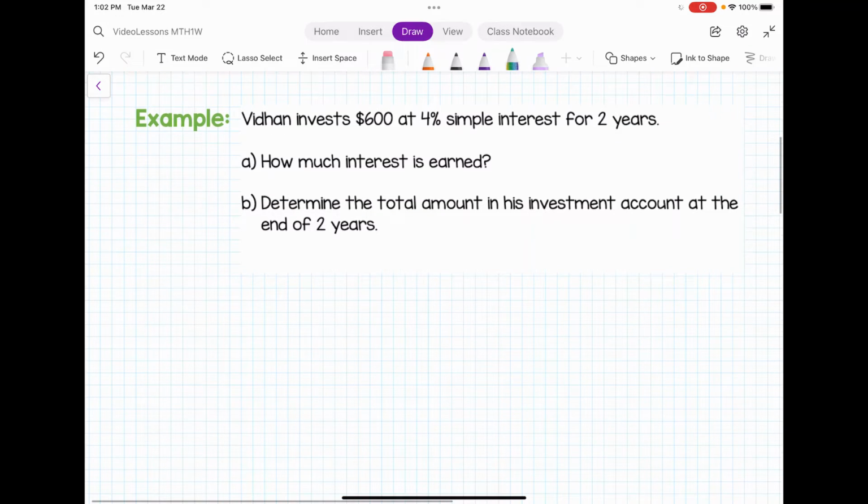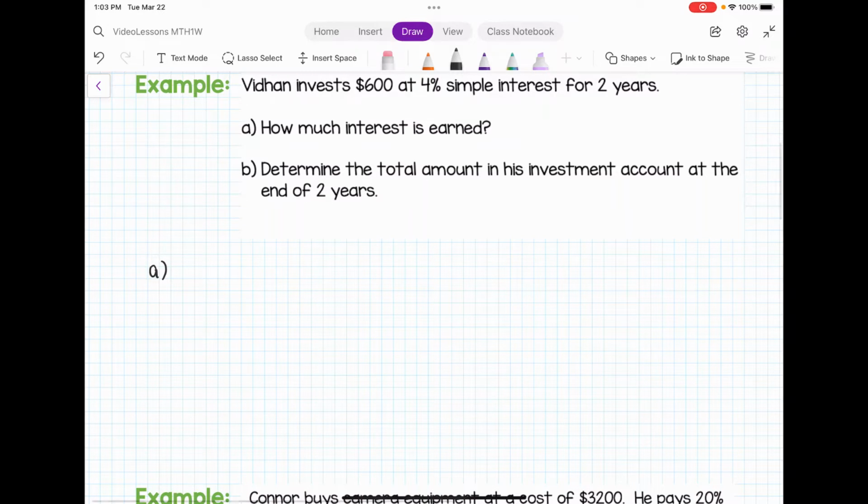Okay, so let's look at this example. Vedant invests $600 at 4% simple interest for 2 years. How much interest is earned? Now, this is the format I want you to be using whenever you are answering these questions. It helps to write out what you're given. In this case, the question was not very wordy, so it's clear to see what you want, but it's good to get into a habit of writing out your givens, writing out your formula, and then doing the work. So we are given, if he's investing 600, that's our principal amount. Our interest rate is 4%, and that's written as a decimal like that. And the time period is 2 years.